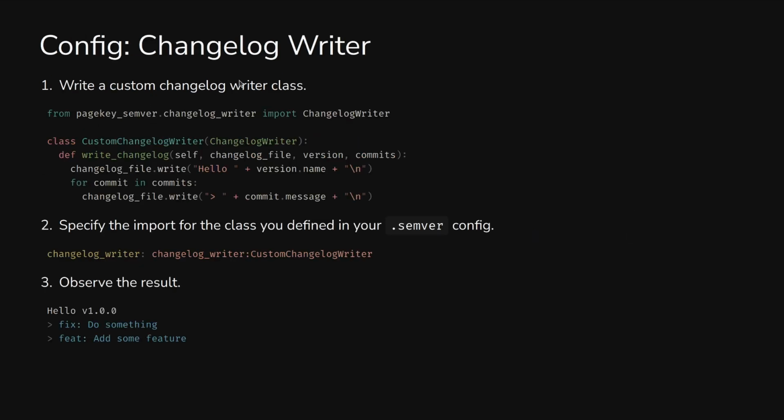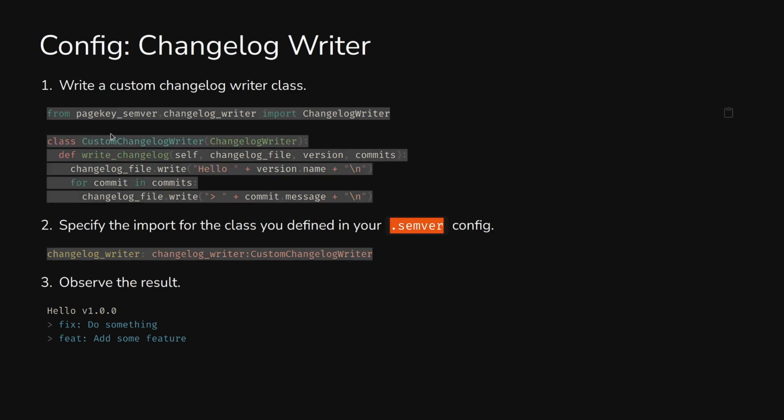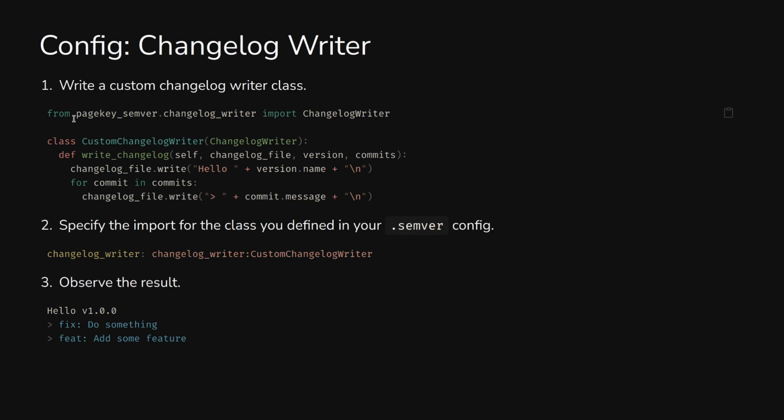Changelog writer. So what if you don't like the syntax for the default changelog writer? You can of course change that by defining in a .py file your custom changelog writer class that just has to extend from the changelog writer interface in the PageKey Semver package, and you just have to implement one method, which is write_changelog. This gives you a changelog file handle, a version, which has a name and some other fields that I forget, and commits, which is all of the commits in that release.